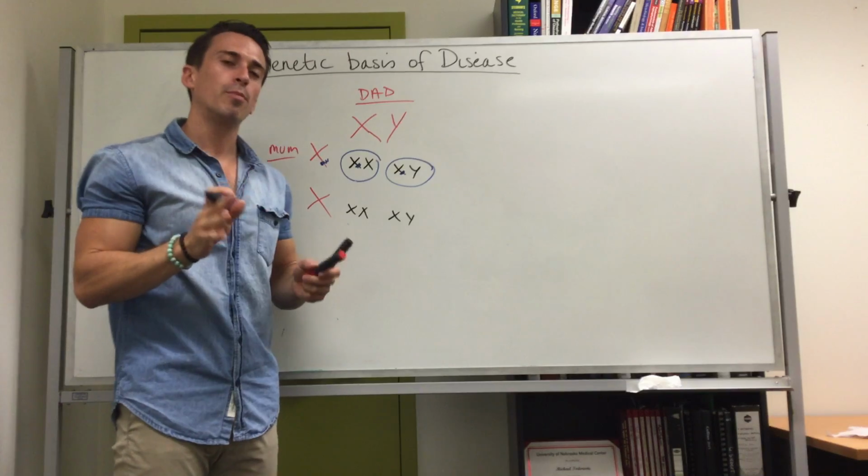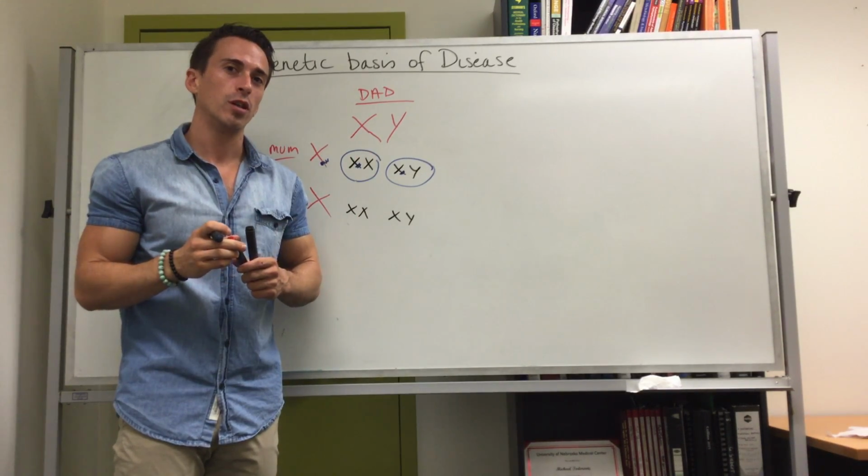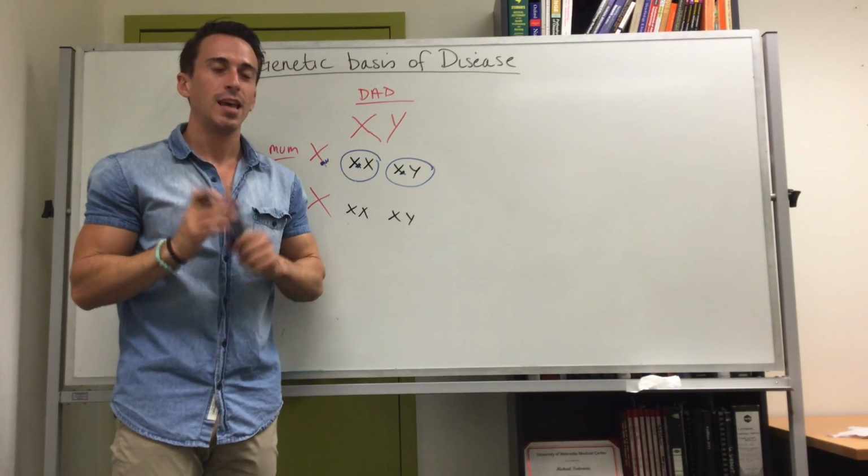So this is the genetic basis, an oversimplified version of the genetic basis of disease and inheritance.